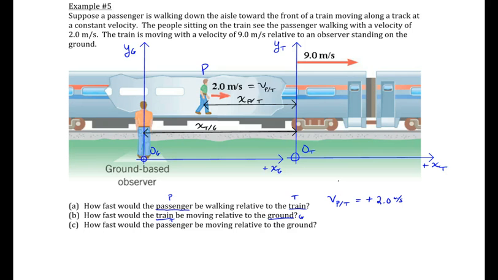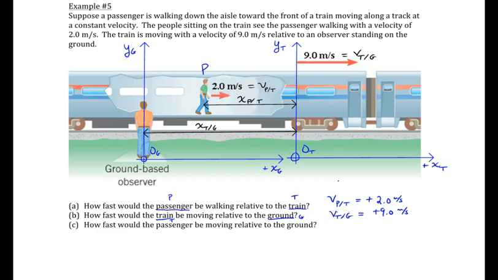We could also describe the velocity of the train itself relative to the ground observer. And that is given in the problem as 9 meters per second. So we will label that as the velocity v of the train t relative to the ground g. Thus, our answer to this question B, how fast is the train moving relative to the ground, is the velocity v of the train relative to the ground equal to positive 9 meters per second. Again, we're using positive because the train is moving to the right in our coordinate system, which is positive along our x-axis.